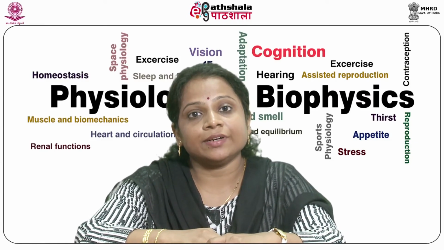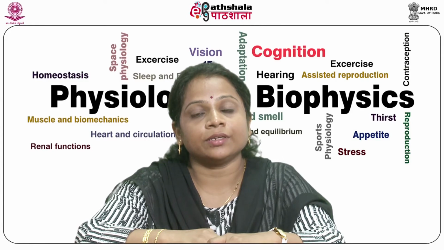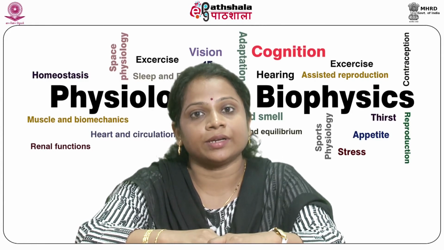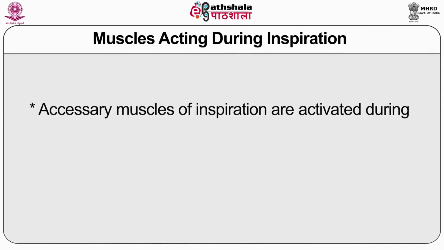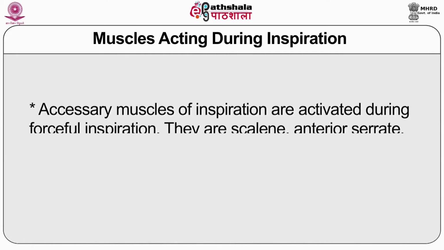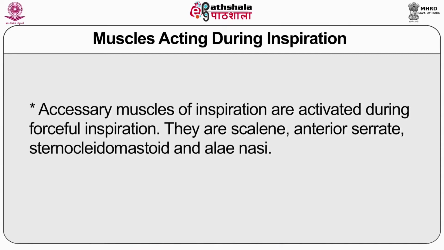It increases the vertical and anteroposterior diameter of the thorax. Also, there are some accessory muscles of inspiration which are activated during forceful inspiration. They are the scalenes, serratus anterior, sternocleidomastoid and others.